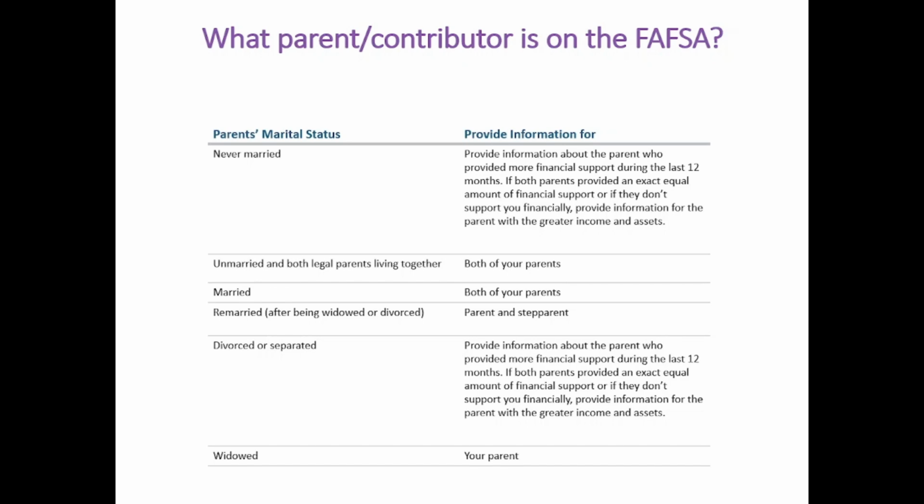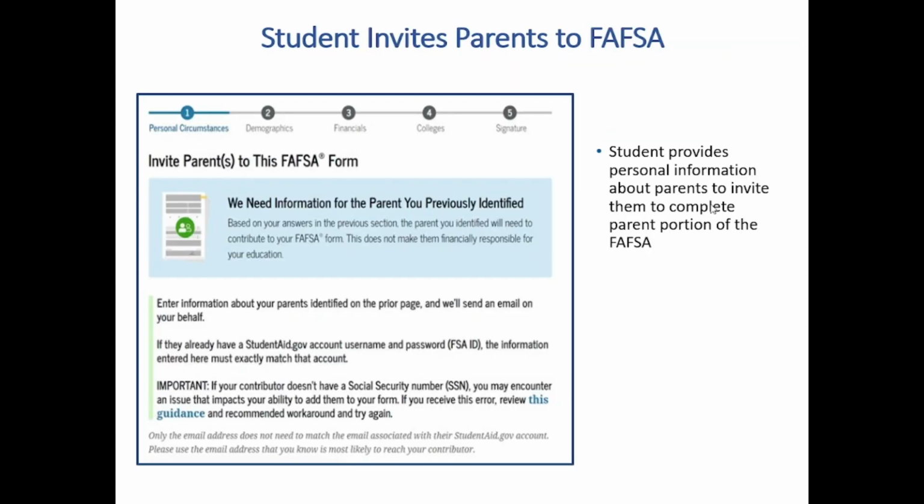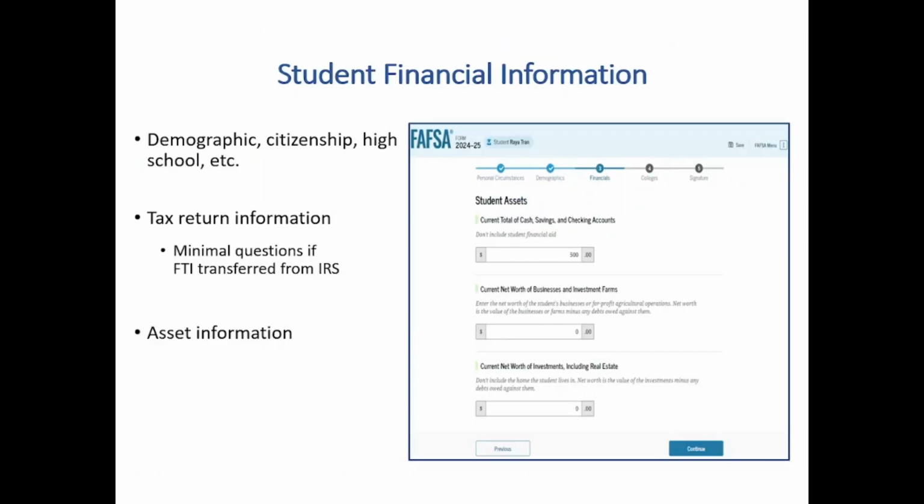I have a lot of questions that ask many times, who is the parent that you need to put on the FAFSA? This chart is from the U.S. Department of Education, and it helps people understand who is the parent that should be putting information on the FAFSA. So you can review this and determine who is supposed to go on the FAFSA. Then the student invites the parent onto their FAFSA, and they will send an invitation to the parent to go in, use their username and password to complete their section.